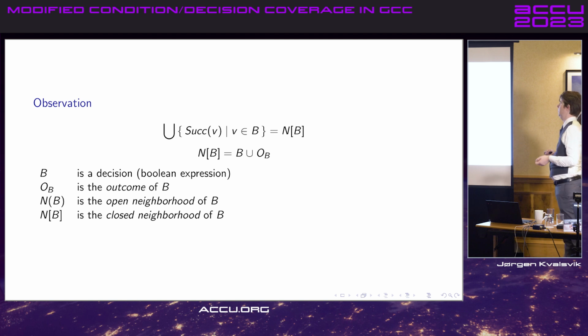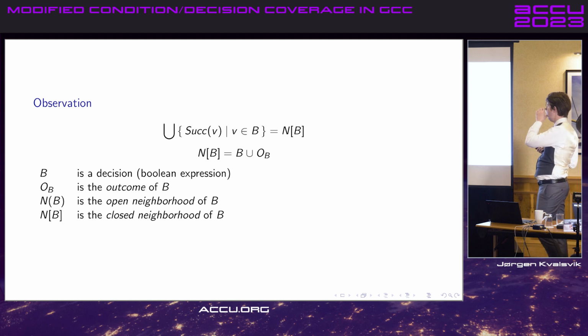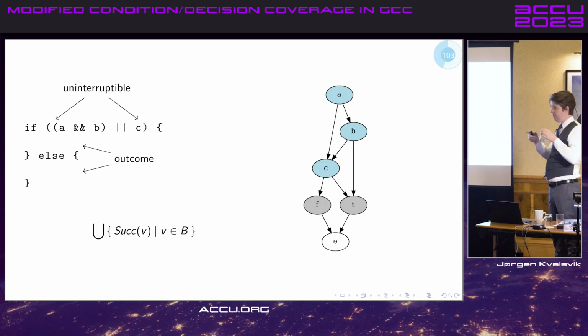The N of B is the open neighborhood, and square B is the closed neighborhood. So the closed neighborhood is the open neighborhood plus, in this case, B itself. Okay? Any questions on that?